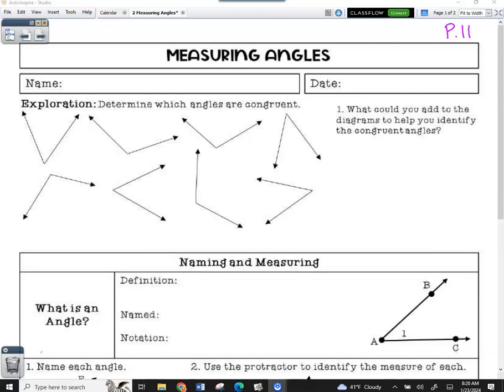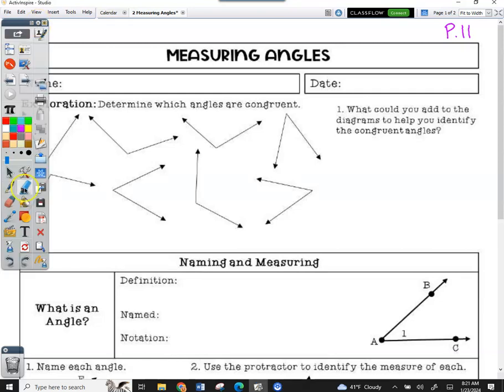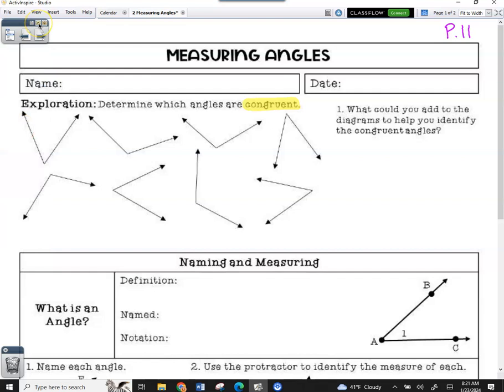This vocab word right here, congruent, you should have heard this before, but congruent is the geometric word for equal. So when I say which angles are congruent, I mean which ones look like they measure the same, like they look like copies of each other. For us to answer this question, it would be a lot easier if we could talk about the angles by names instead of top right, bottom left.